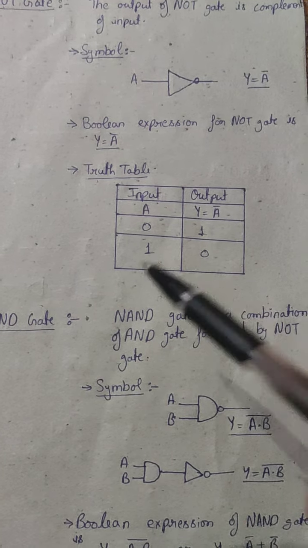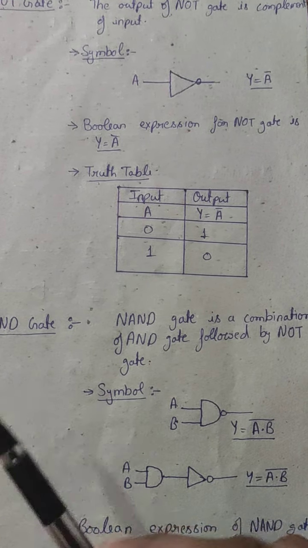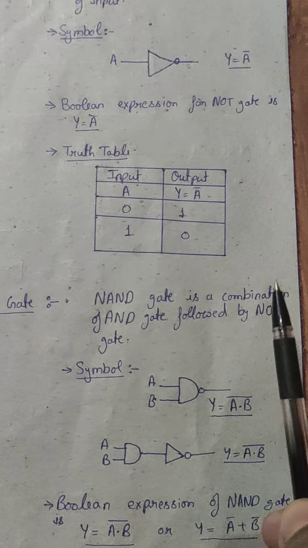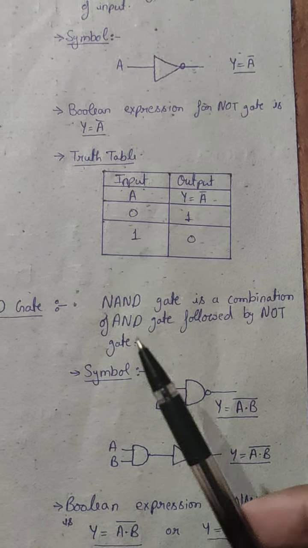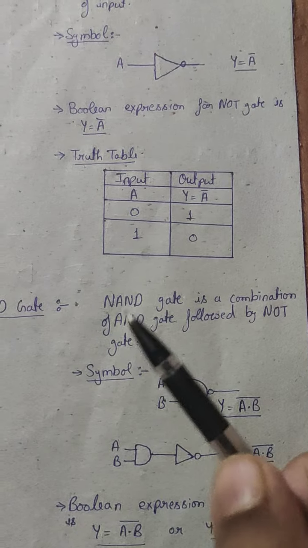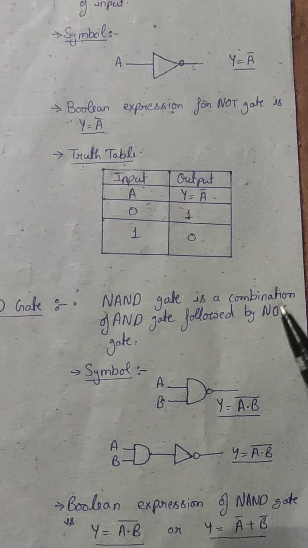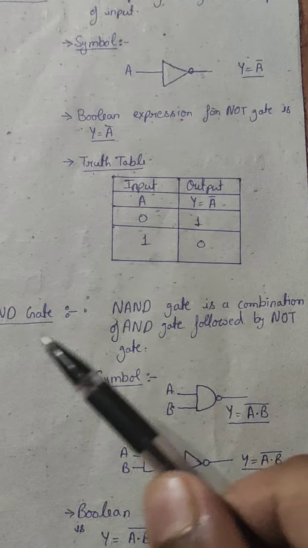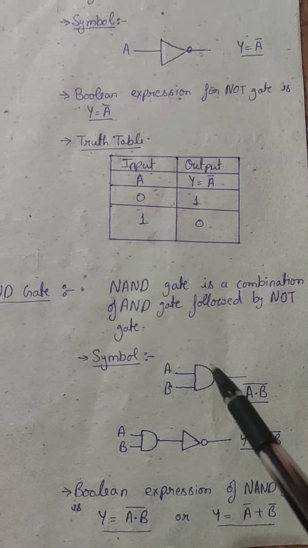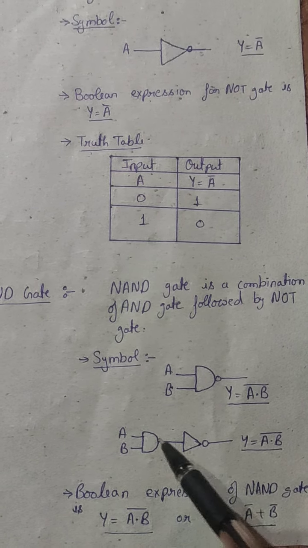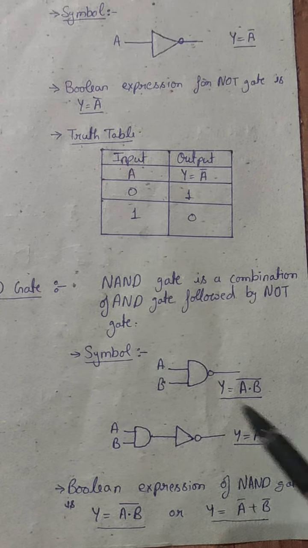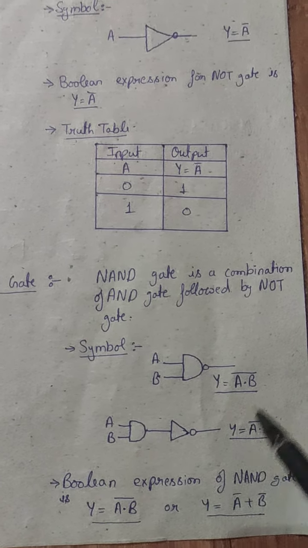Next comes the NAND gate. As I have told, the NAND gate is a combination of an AND gate followed by a NOT gate. First the AND gate is implemented on the inputs, and then the output given by the AND gate is provided as an input to the NOT gate, which gives the expression of the NAND gate. The symbol of the NAND gate is this, and a more simplified symbol which represents two gates is this, where first is an AND gate and then a NOT gate, which gives the combined NAND gate operation.